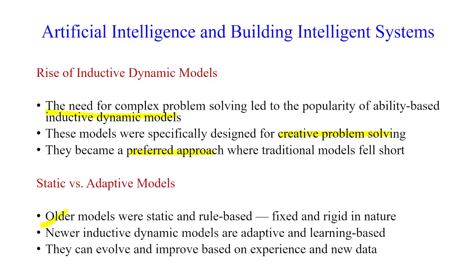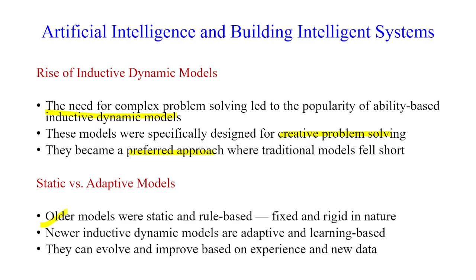Newer inductive dynamic models are adaptive and learning based. So this is the fundamental shift in AI. These models can evolve and improve based on experience and new data. Every time the model encounters a new situation, it learns from that and it updates itself. So this is the concept of machine learning. Okay. So the idea that a model should get better over time evolved.